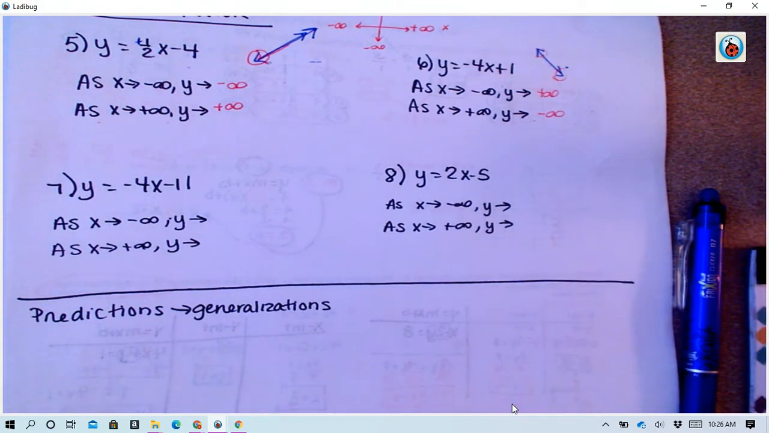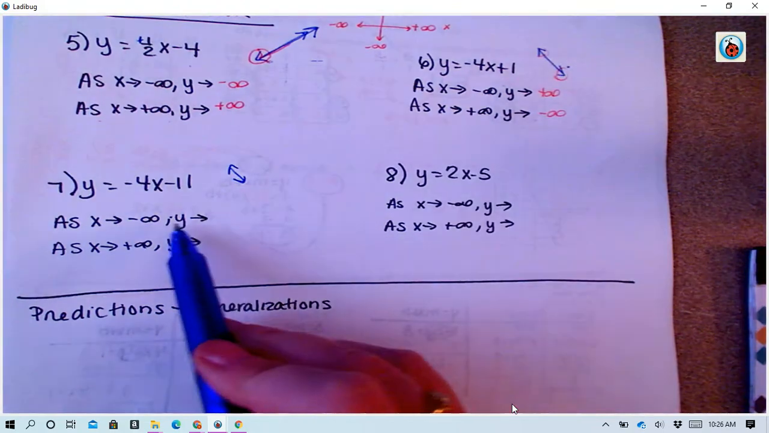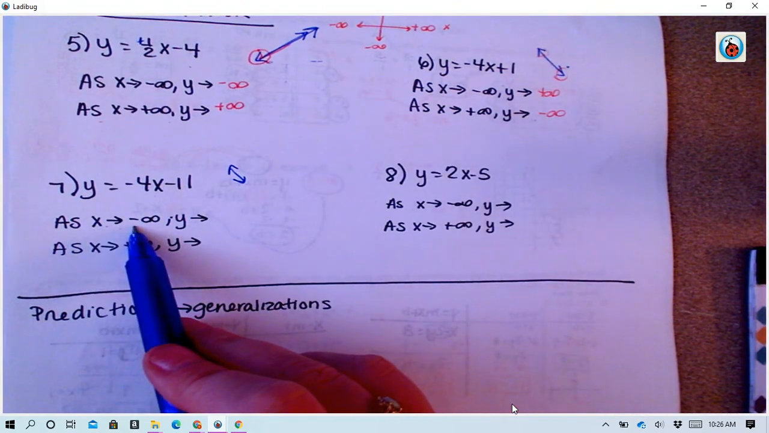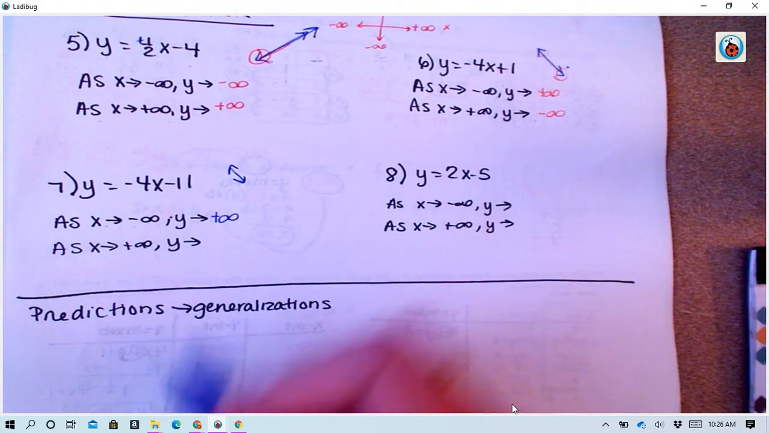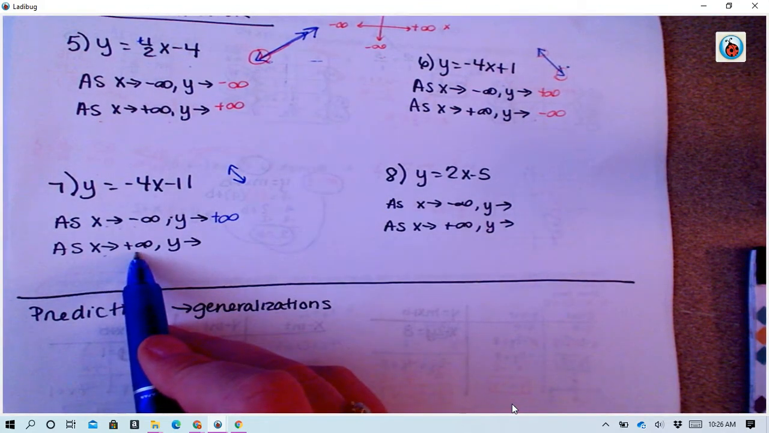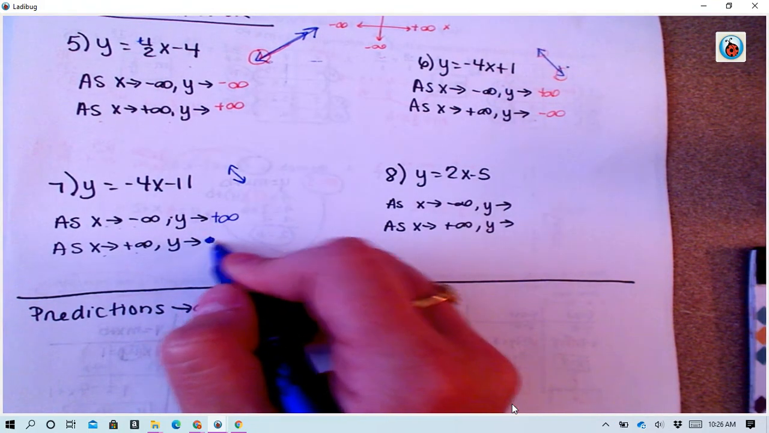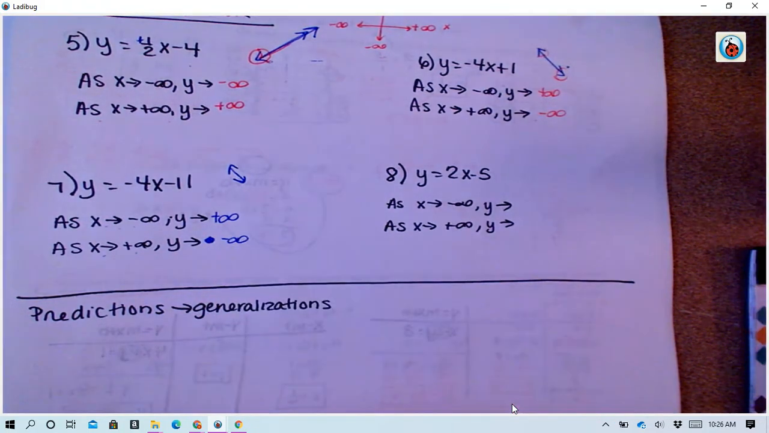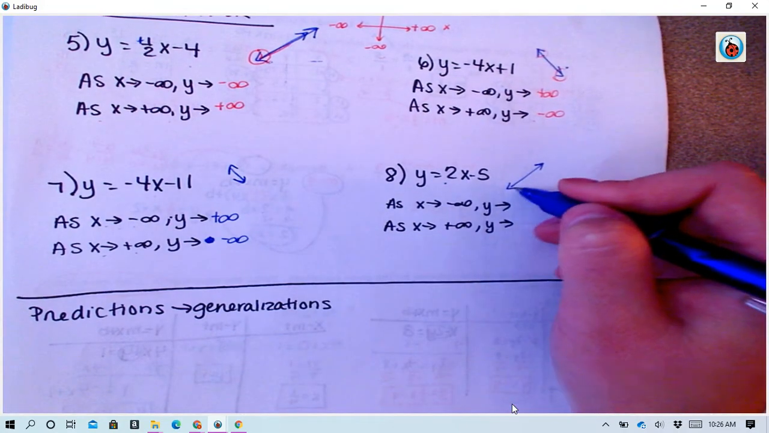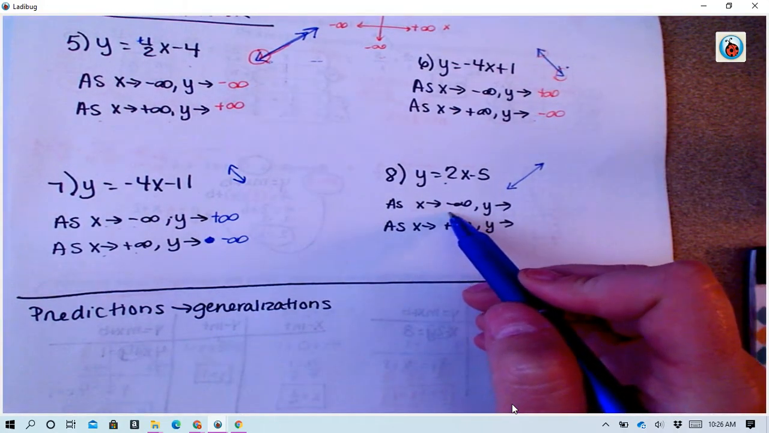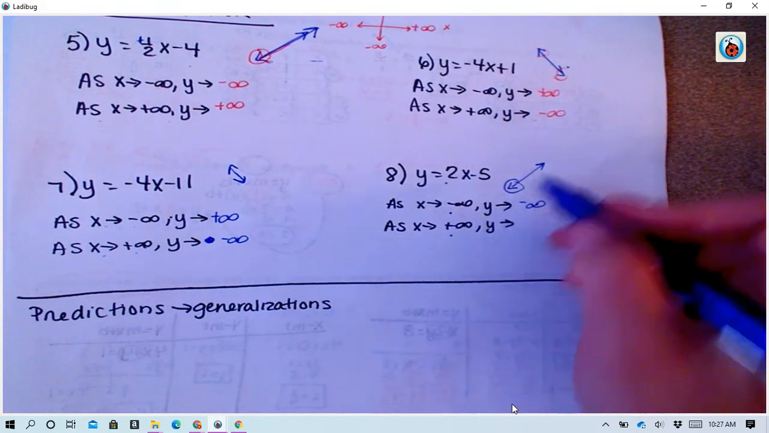Okay, so number 7, negative slope would look like this. X goes to negative infinity, so where does your left arrow point? Up towards positive infinity. As x goes to positive infinity, which way does your arrow point? That goes down towards negative infinity. Number 8 has a positive slope, looks like this. As x goes left, your arrow points down. As x goes right, your arrow points up.